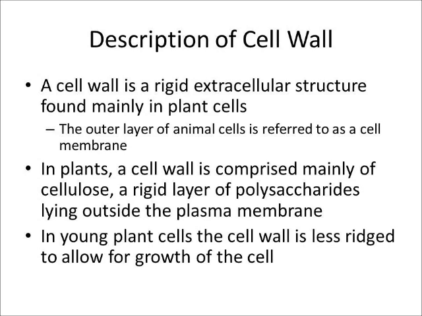Cellulose is a rigid layer of polysaccharides lying outside the plasma membrane. In young plant cells, the cell wall is less rigid to allow for growth of the cell. It contrasts to older plant cells, which are more rigid, and that's why they do not grow as much.